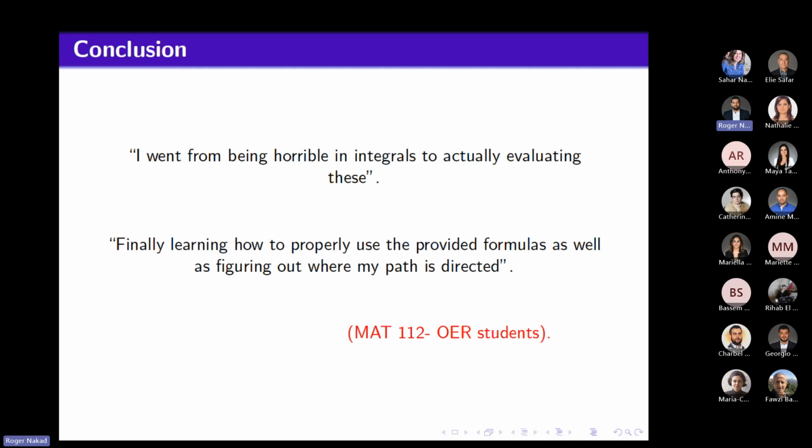Before finishing and giving some samples, these are from when we circulated the survey to our Calc 2 students. I like these two statements. "I went from being horrible in integrals to actually evaluating these." Another one: "Finally learning how to properly use the provided formulas as well as figuring out where my path is directed." These are the feedback of two Calculus 2 students that I chose.